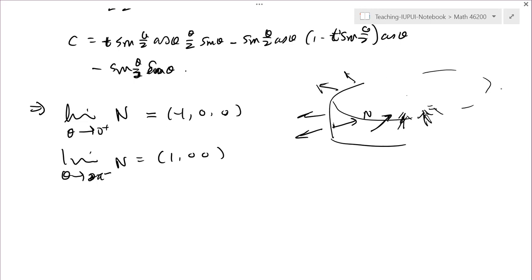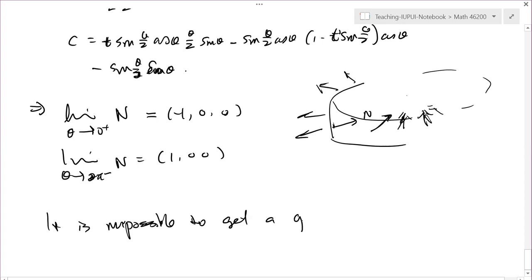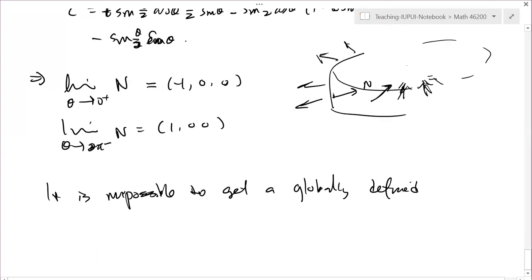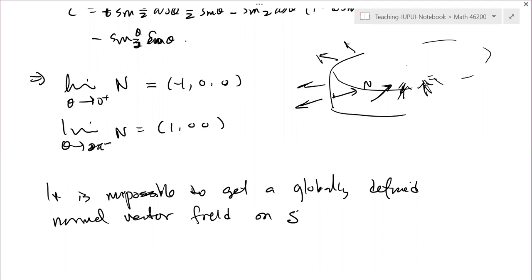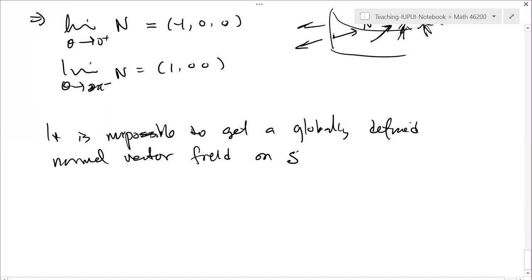So this is why it's impossible to get a globally defined normal vector field. Of course, it has to be smooth, otherwise, right, on the whole surface. So this is a typical example we always want to use to discuss.